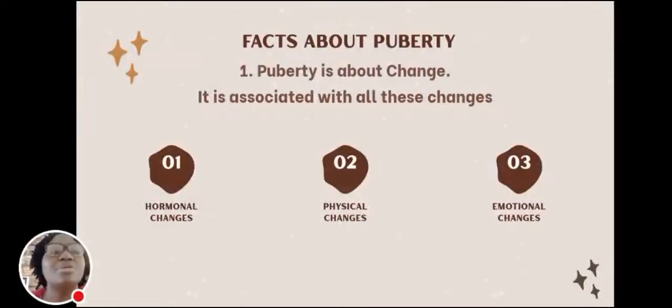I want to discuss facts about puberty. So we're going to another slide now, and in this segment, we will be talking about facts about puberty. I want you to know that puberty is about change. It's about change, and this change we're talking about is not only in our body, you understand? Because in one of our definitions, it is a time that the body of a child changes to that of an adult. But the changes we're talking about are not only about our body.